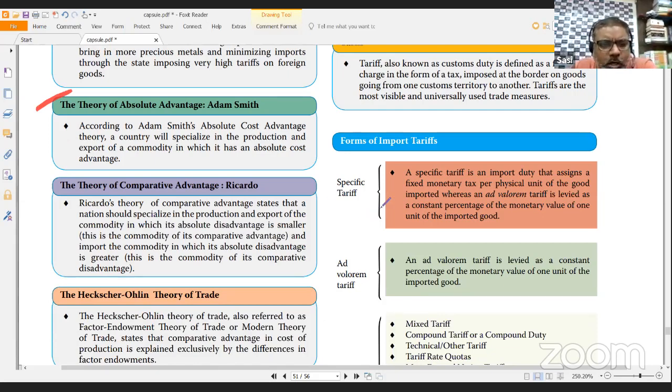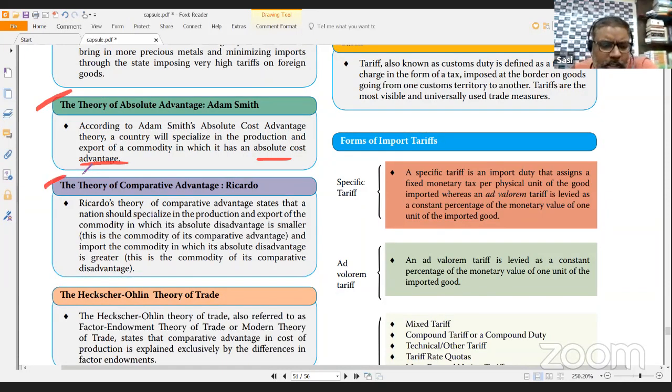The theory of absolute advantage was propagated by Adam Smith, who says that when one country is specializing in the production of one commodity and has an absolute cost advantage, then it should manufacture and export it. The other country, which has a specialization in another commodity, should manufacture and export that. This means only countries with absolute cost advantage can manufacture and export to other countries. If a country does not have absolute cost advantage, it has to keep depending on imports only, according to the theory of absolute advantage.